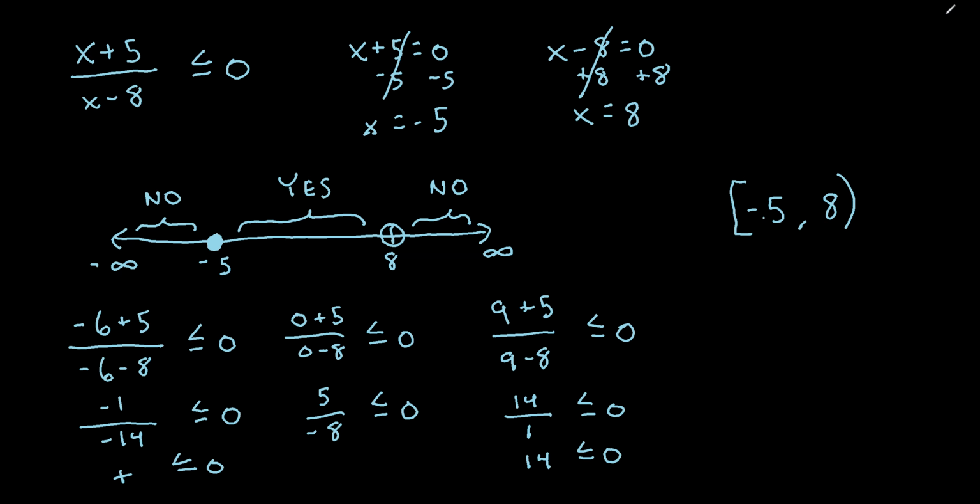So any values between negative 5 up to 8, but not including 8. Those are the valid values for x that you can plug into this expression and make it true.